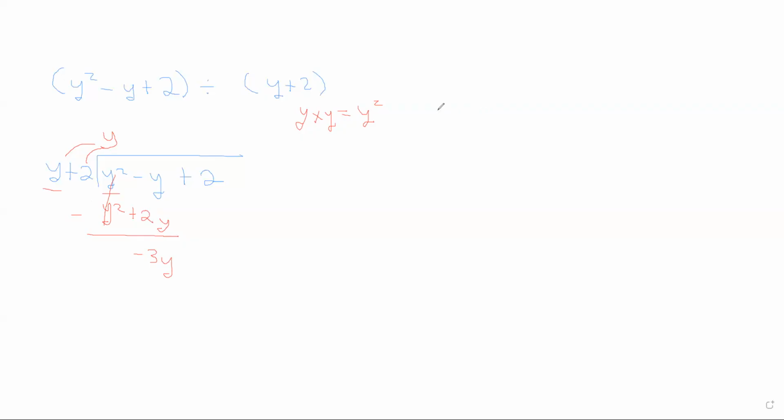If we write it here, negative y minus 2y. So even though you have a plus here, negative and negative, right? That's negative 3y. Okay, and then we're going to bring down the plus 2.